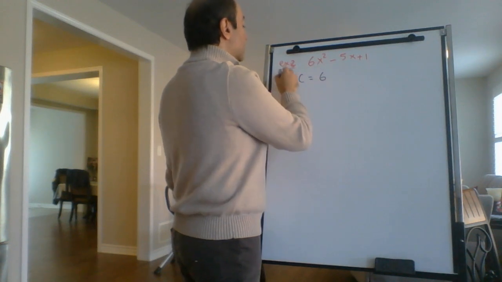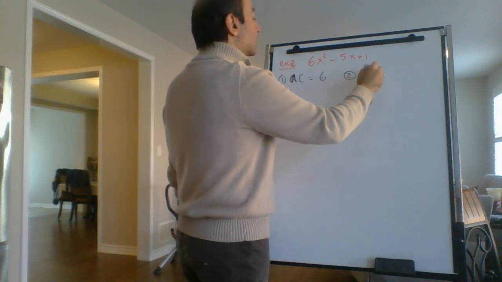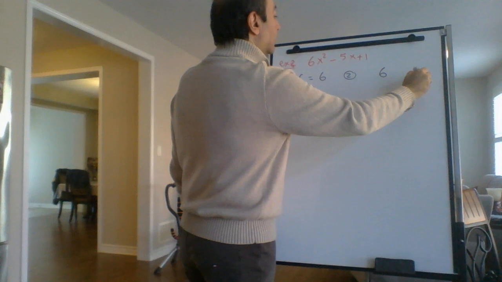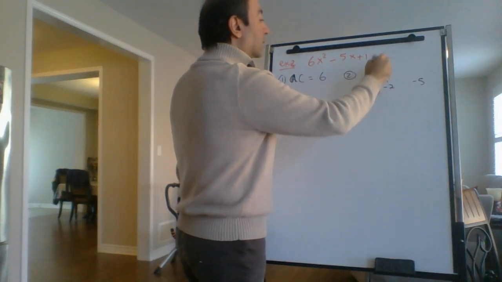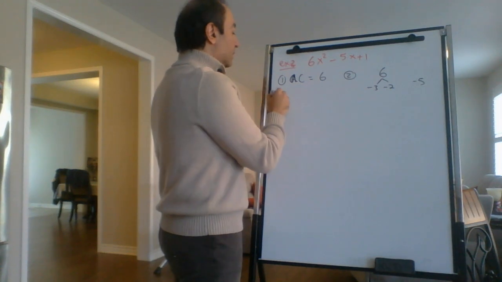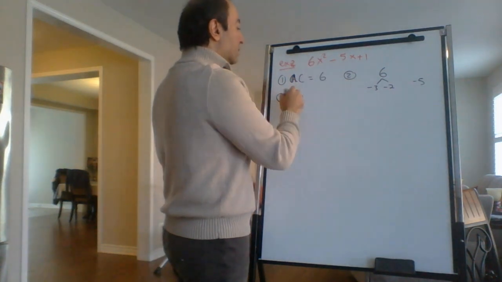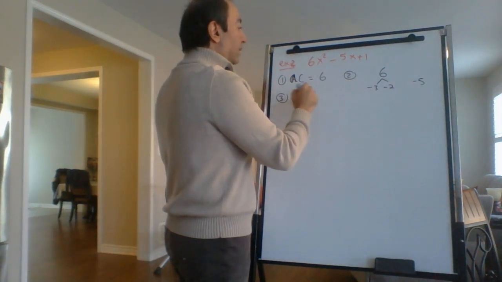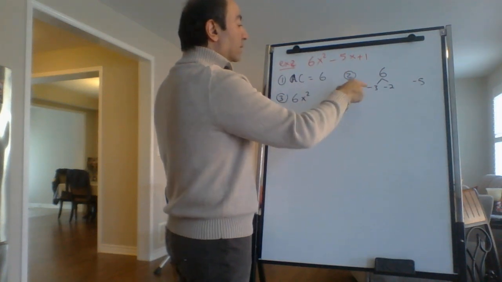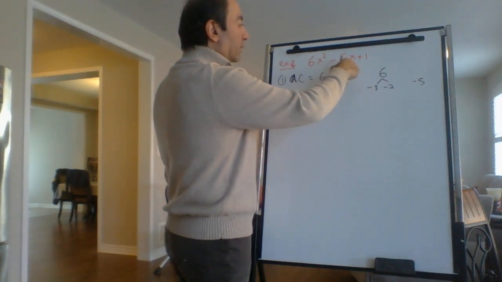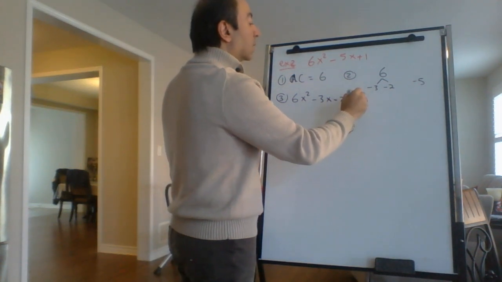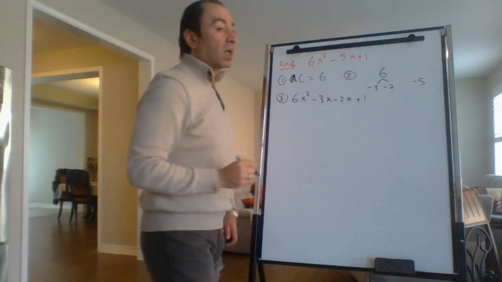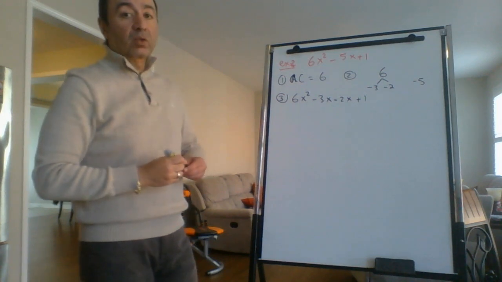This is step 1. Step 2, we need to find two numbers that multiply to 6 and add to negative 5. So negative 3 and negative 2 multiply to 6 and add to negative 5. Step 3, we're going to rewrite this, we're going to break the middle term. Instead of negative 5x, we're going to write it as negative 3x minus 2x plus 1. After we have done this, we're going to factor by grouping.